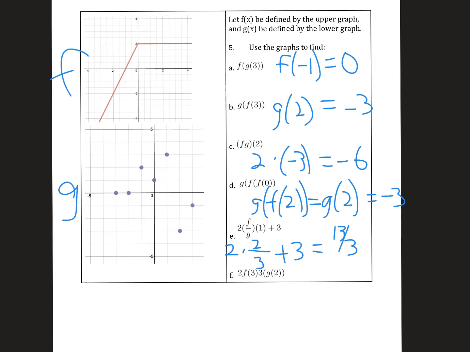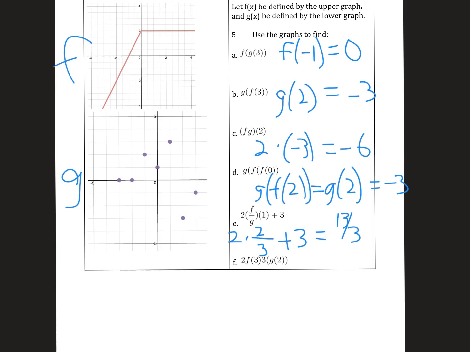And then, ooh, look at this one. All right, this one looks scary. 2 times f of 3. So f of 3 is 2. So that's 2 times 2. Times 3 times g of 2. G of 2 is negative. Oh, that wasn't that bad, was it? So I got 2 times 2 is 4. 3 times 3 is 9. 9 times 4 is 36 of the negative variety. And that's it.